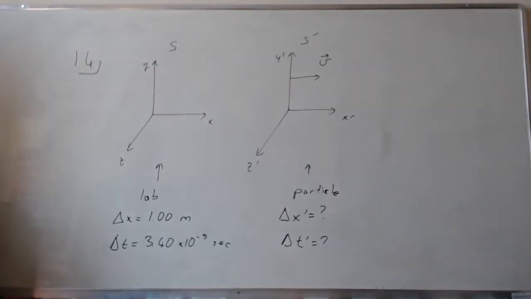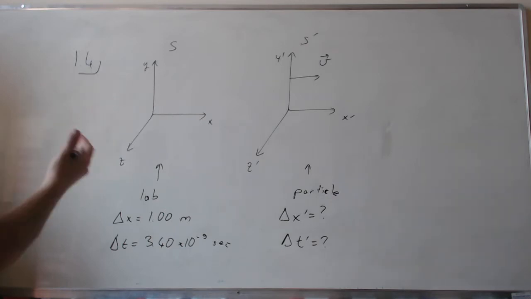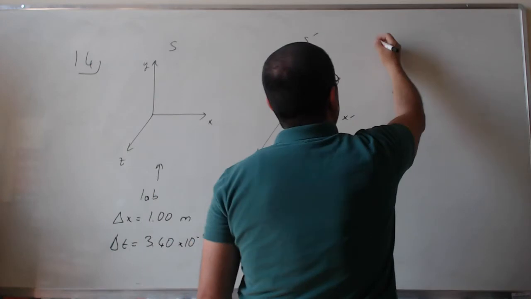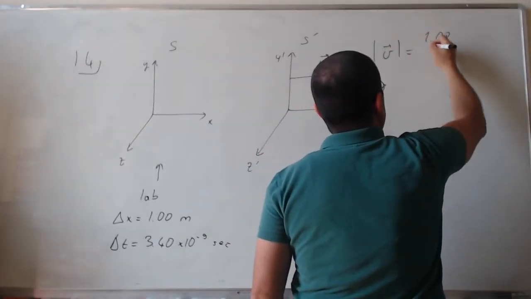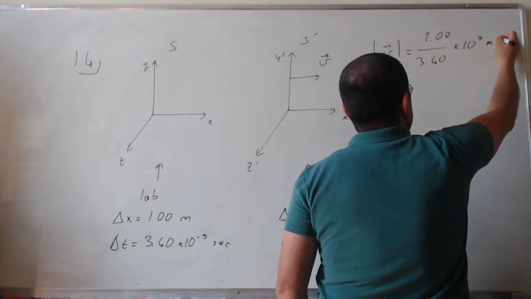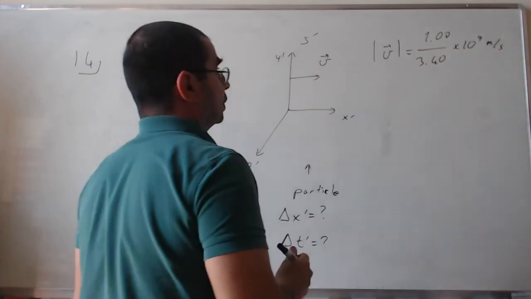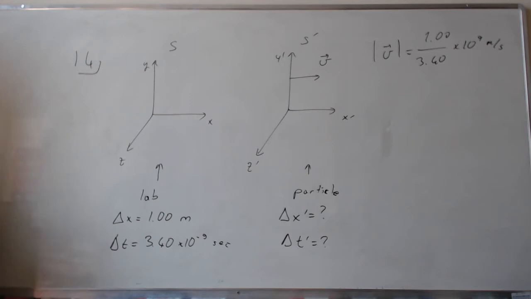Okay. So what is this velocity v? Well, in the lab reference frame, the particle is going to move 1 meter in so many seconds, so its speed is just going to be 1 divided by 3.40 times 10 to the minus 9 meters per second. So this is going to be the measured speed of the particle in the lab frame, or the speed of the reference frame of the particle.